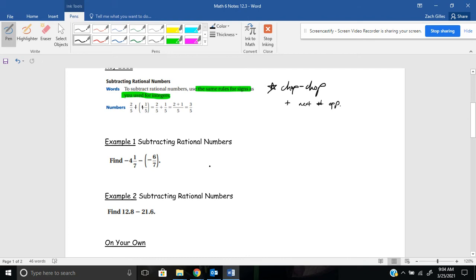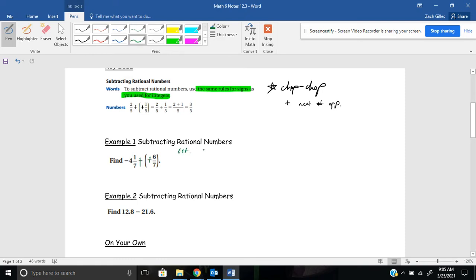All right, so let's try one and make sure we can remember how to do that. Number one says -4 1/7 minus -6/7. So the first thing I'm going to do is change my subtraction to addition and the next sign to its opposite. So I have -4 1/7 plus +6/7.